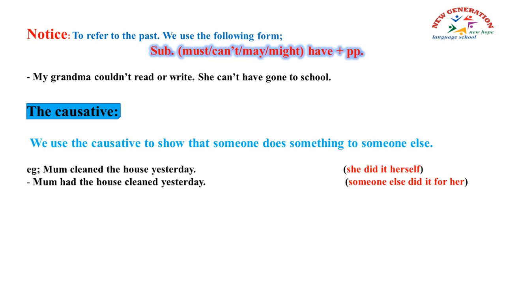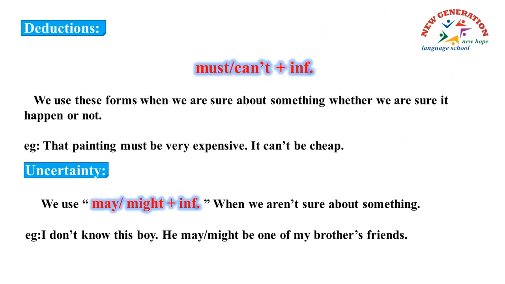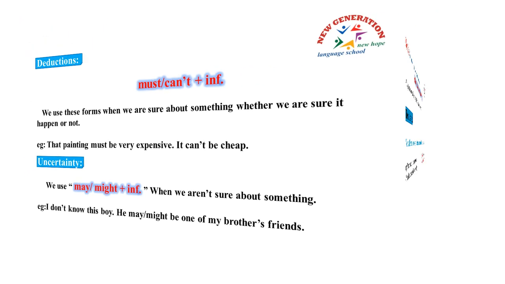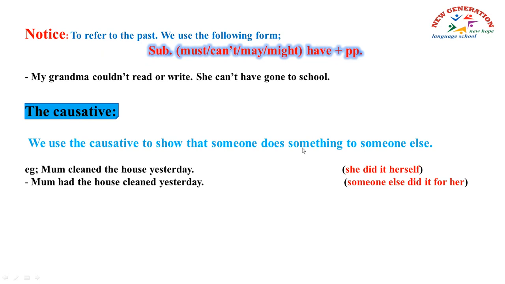The previous form, can't or must, may or might, plus the infinitive form, shows the present time. If we talk about the past time, we add another step. After the modal verb, we add have, and then we get the main verb in the PP form.